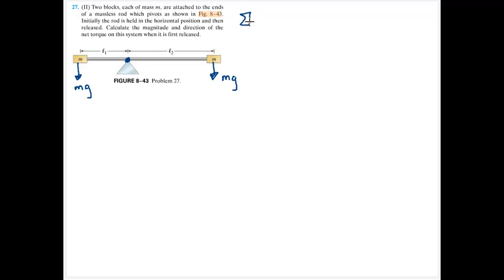So the sum of the torques is going to be equal to torque 1. Torque 1 is this guy right here. You can see that's in the counterclockwise direction, so I'm going to call that positive. Torque number 2 is in the clockwise direction, so I'm going to call that negative. Clockwise is generally defined to be negative. So that's going to be equal to the force multiplied by the distance L1, sine of theta. Theta is 90 degrees here, so that's just 1.